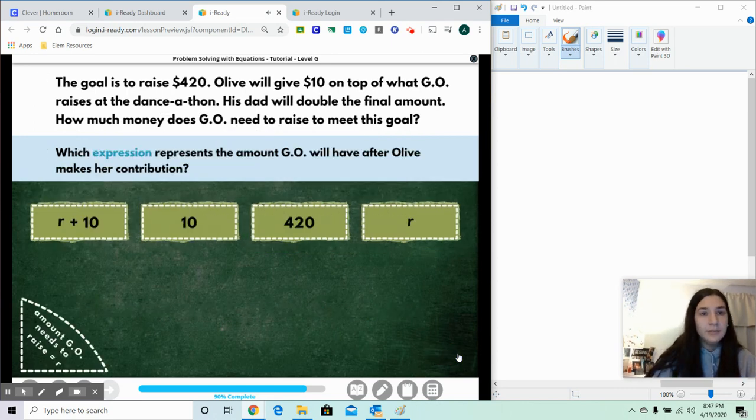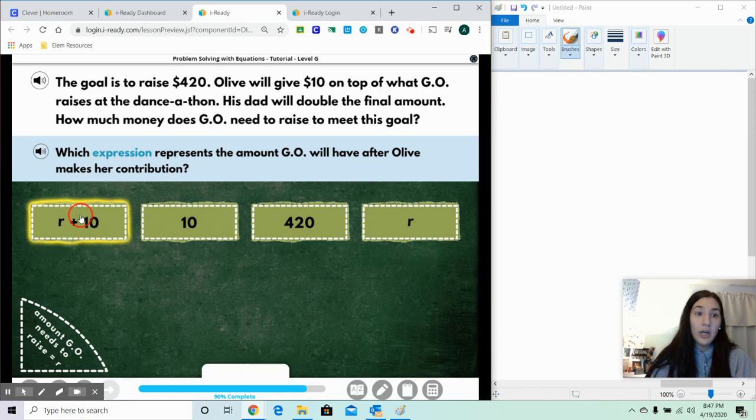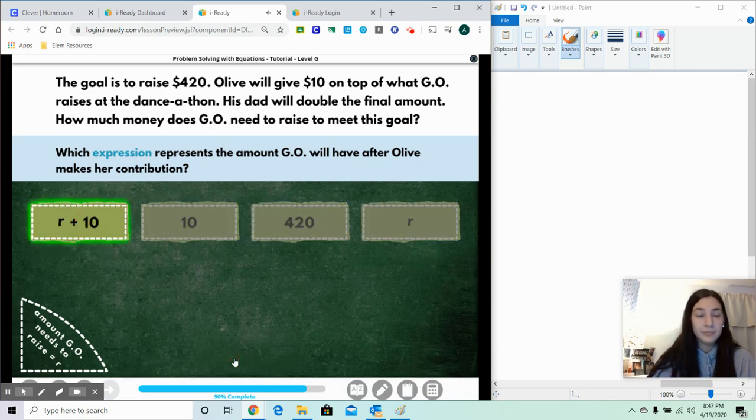Which expression represents the amount Gio will have after Olive makes her contribution? Okay, right here it says Olive will give $10 on top of what Gio raises. So we're going to take R, which is what Gio is raising, and now an additional $10 from Olive. So it's going to be R plus 10. I'll have R, whatever I raised, plus the $10 Olive is going to give me. Those 10 buckaroos.